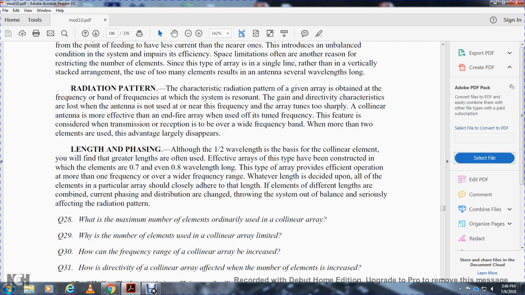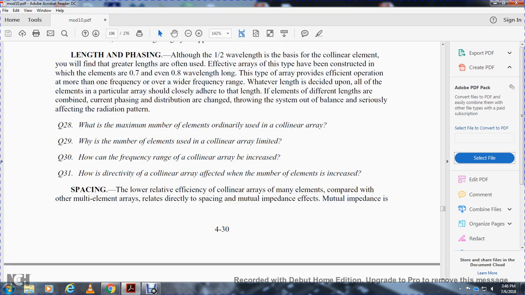Length and phasing. About one half of a wavelength is the base length for the collinear element. We'll find that with greater lengths the array is often effective; a top-of-the-line array has been constructed with elements seven-eighths and even eight-eighths of a wavelength long. The array provides efficient operation over a wide frequency range. Whatever the length decided upon, all the elements of the particular array should closely adhere to the desired length, since changes in the combined current phasing distribution throw the system out of balance and affect the radiation pattern.